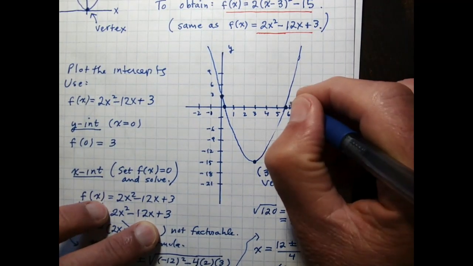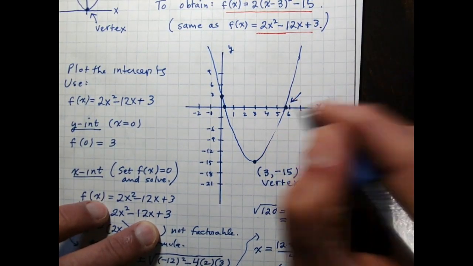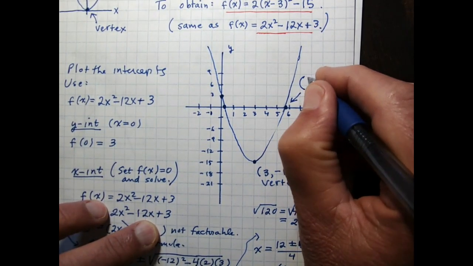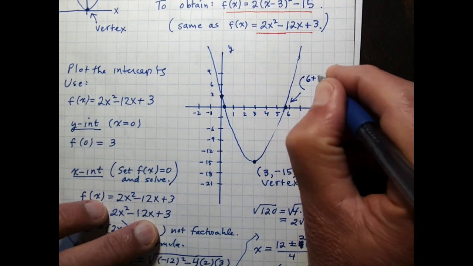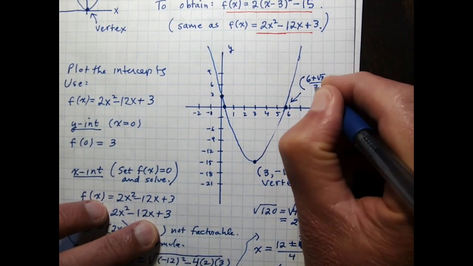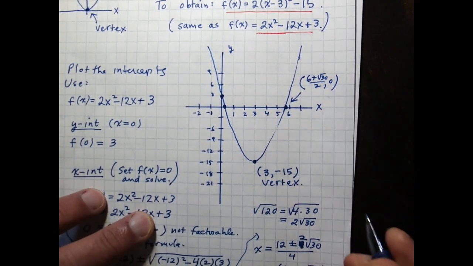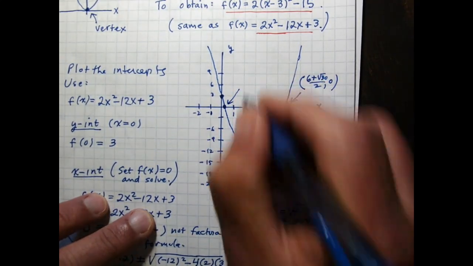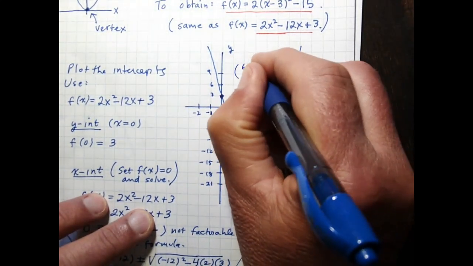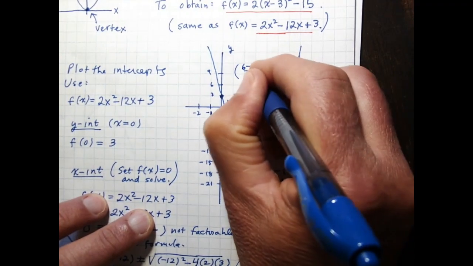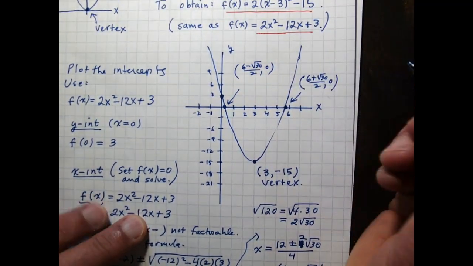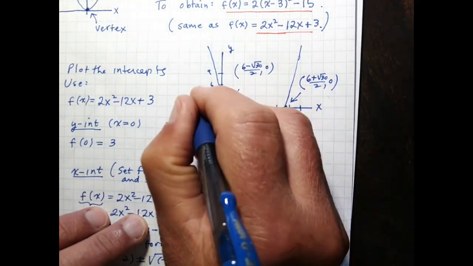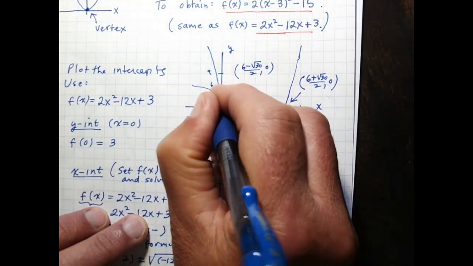And I want to label these for the record. So that x-intercept is actually 6 plus radical 30 over 2 comma 0. Of course, we used a decimal to help us. And this one was 6 minus radical 30 over 2 comma 0. And of course, our y-intercept point is 0, 3.